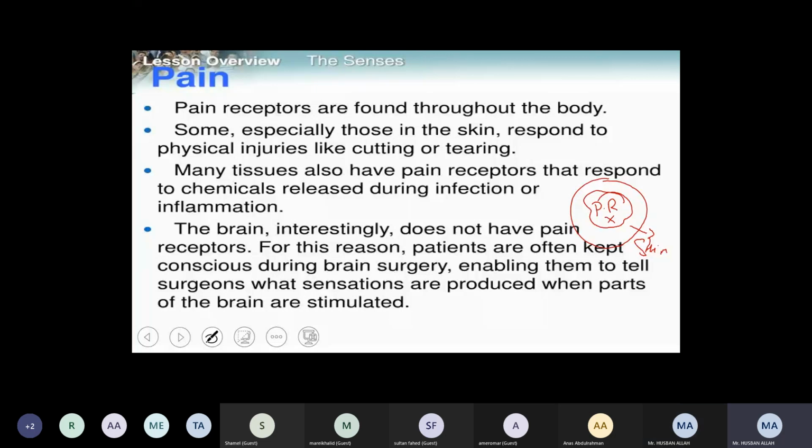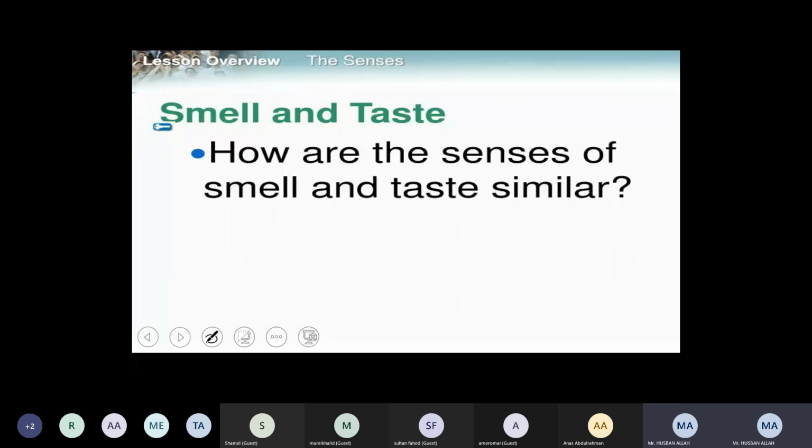Okay, is it clear? Now we are coming one by one to the senses, right? First we have smell and taste. How are the senses of smell and taste similar? Somehow we have similarity in both of them.